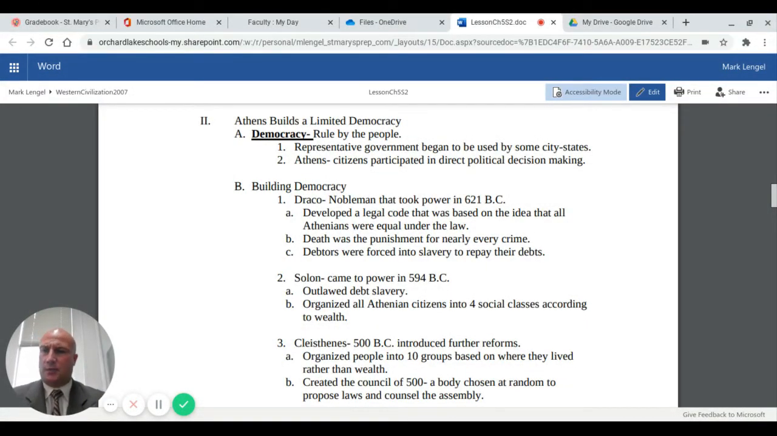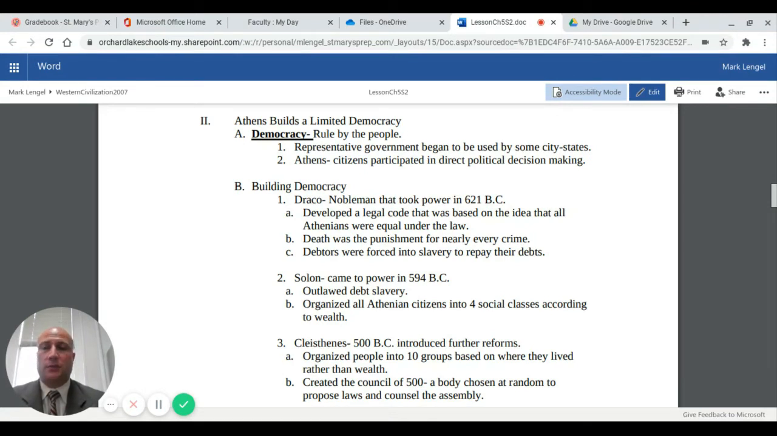Capital B is going to talk about some of the key figures who built democracy. First of all is Draco. Draco was a nobleman. He took power in 621 BC, so he's wealthy and he has power and land. He developed a legal code that was based on the idea that all Athenians were equal under the law.